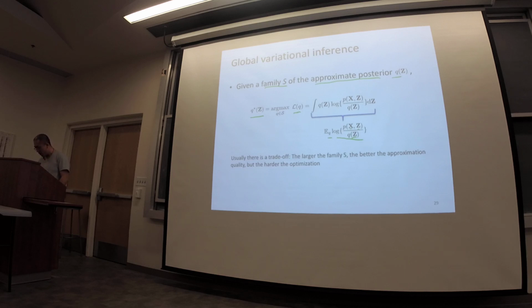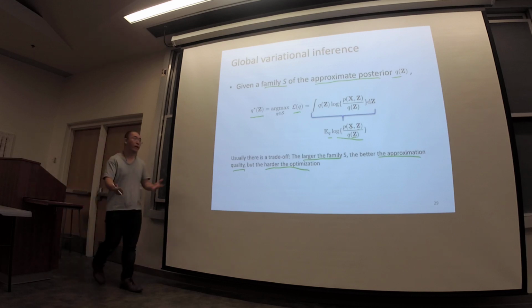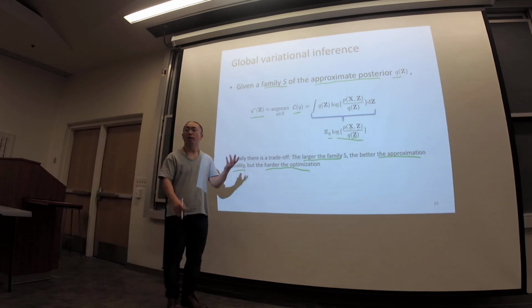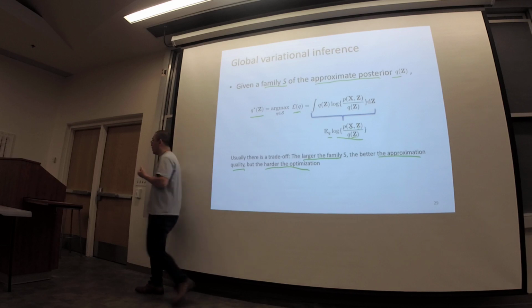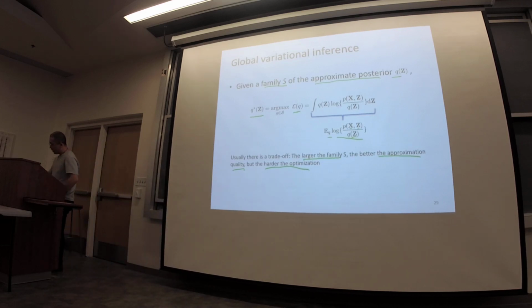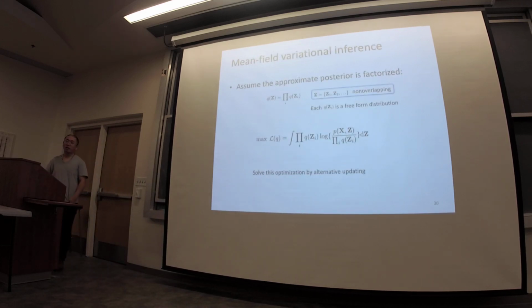Usually there's a trade-off. The larger the family S, the better the approximation quality, but the harder the optimization. In practice, you can choose whatever family you want, but here I'll introduce a commonly used approximation family. It's called the mean field variational family, and the corresponding inference is called mean field variational inference.